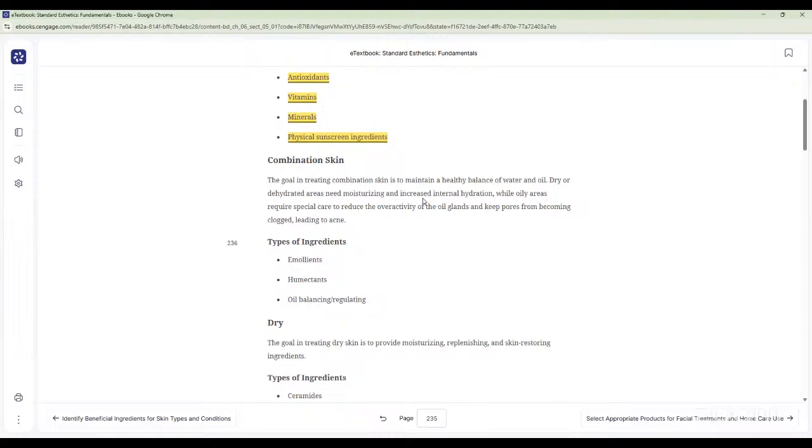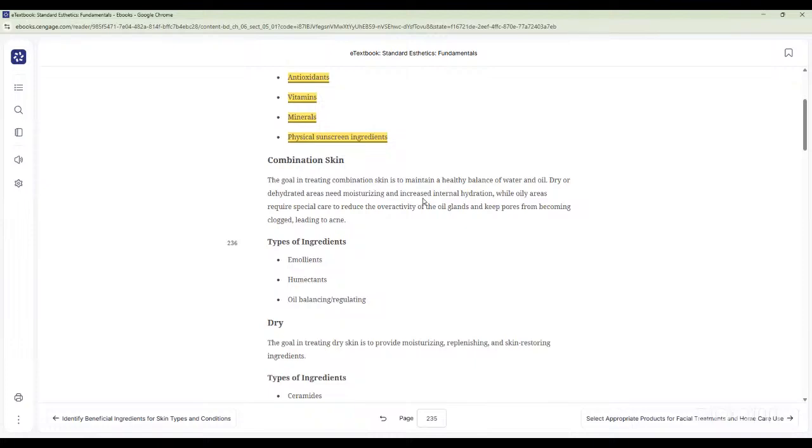Okay. So some of the ingredients that we'll need in our products when we start dealing with combination skin: emollients. Okay, and humectants. Humectants are going to be our biggest thing because we want products and creams that are going to stick to the skin. Okay. And most humectants, dehydrants, or hydrants are very light. You don't want any heavy creams on the skin. And you want oil balancing.